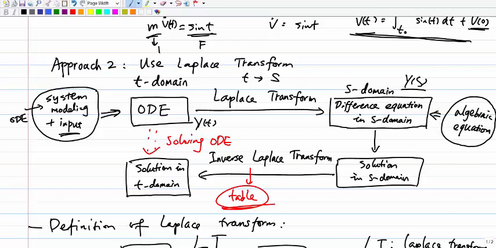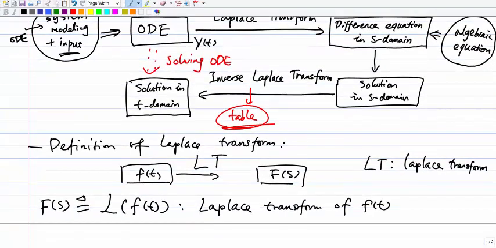Now let's move to the next one. What is the definition of the Laplace transform? Of course, I'll talk about the inverse Laplace transform later on. So the Laplace transform is defined as this. Notation wise, typically it just converts a function in the time domain. This is the time domain.